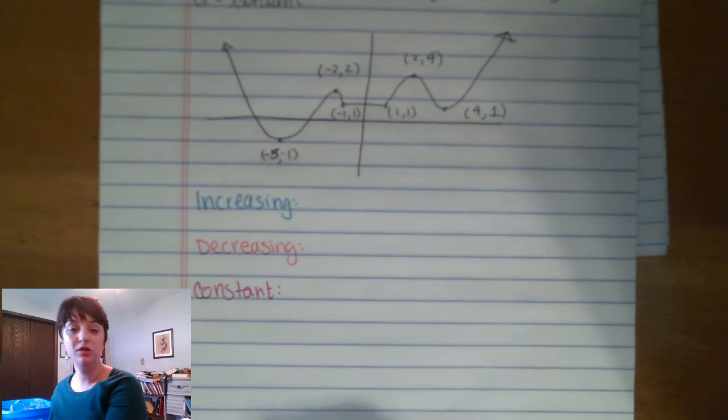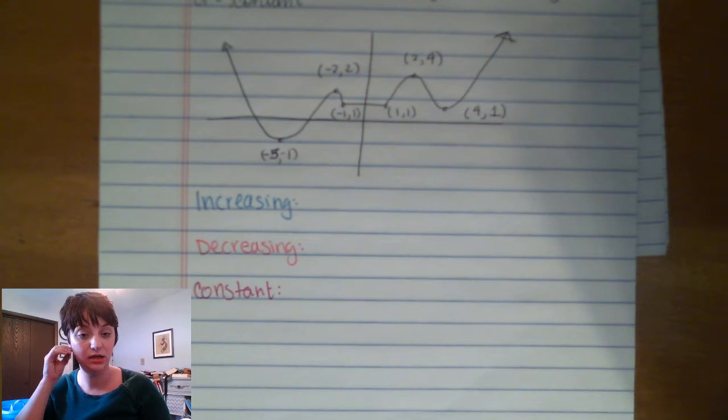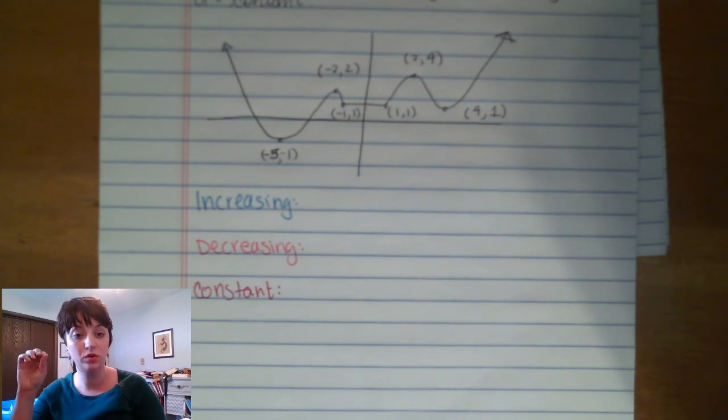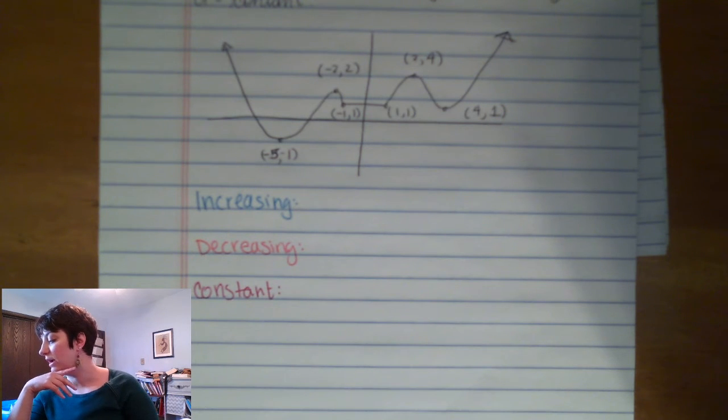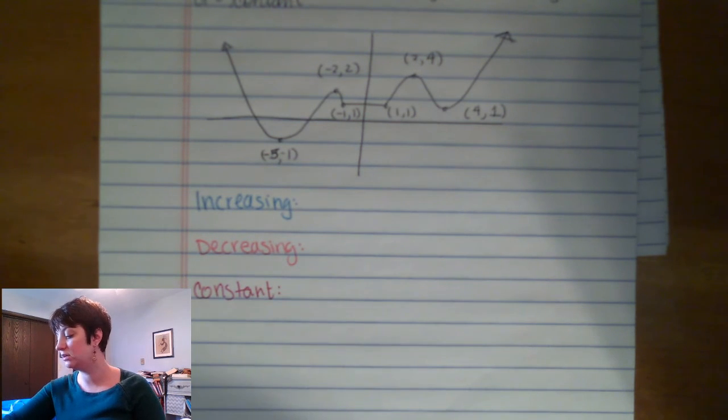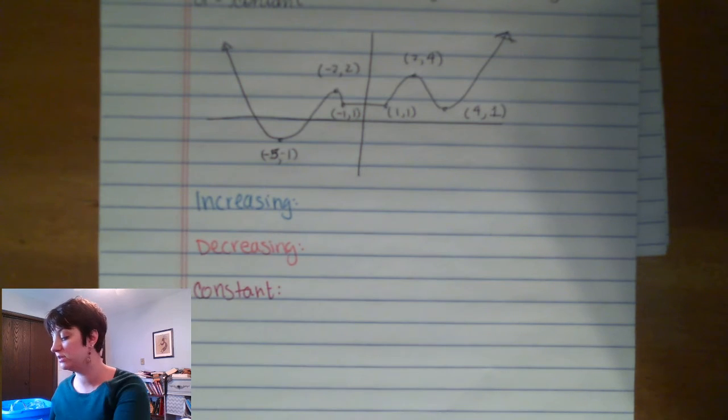So the other thing is that increasing, decreasing, and constant is only about the x values. I don't care what the y values are because it's a function, so presumably I know how to find the y values. I just care about the x's. Okay, so increasing is going to be all my positive slopes.